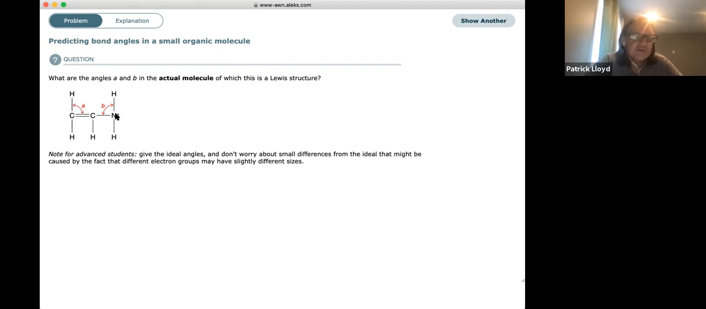But now we're doing the angle around this nitrogen. So the nitrogen has one surrounding atom, two surrounding atoms, three surrounding atoms. So that's AX3, but it also has a lone pair. So that's AX3E1. And what we said with AX3E1 was 107 degrees. Okay, 107 would be the angle for that one right there.